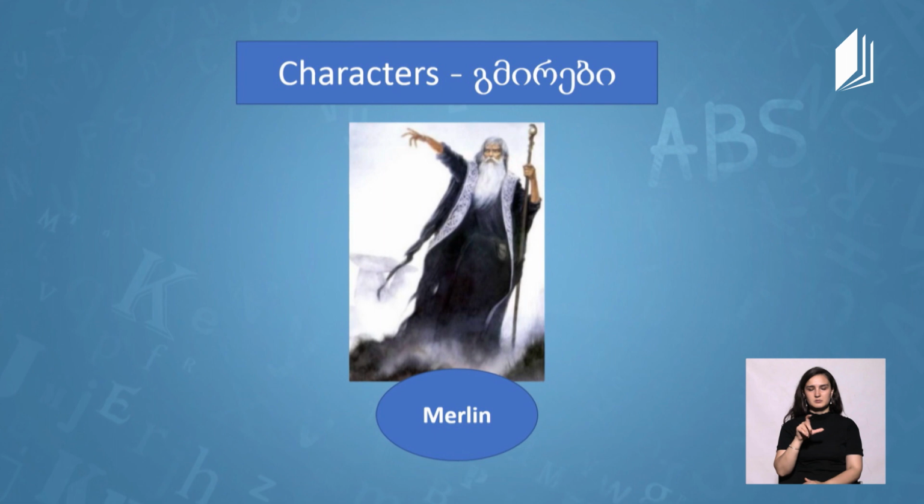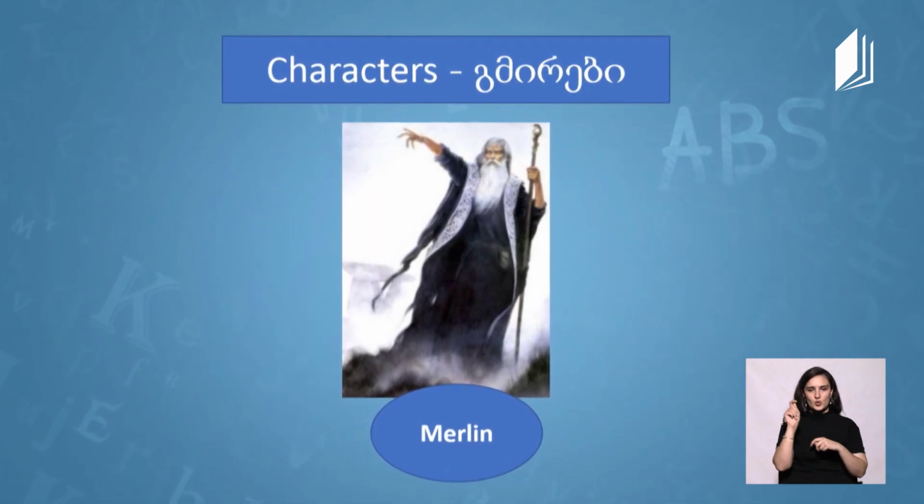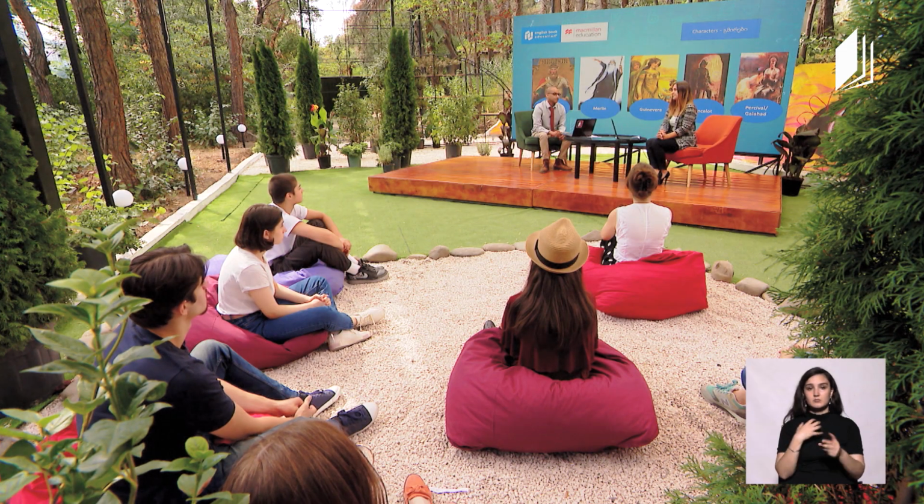Yes, our next character is Merlin. To be honest, my favorite character from this story. He's a wizard who knows everything about Arthur's great destiny, and he really wants to help him. So he's an advisor and a consultant for Arthur, and he also is kind of a friend for him. He uses his magic to do good things for the kingdom and for King Arthur.